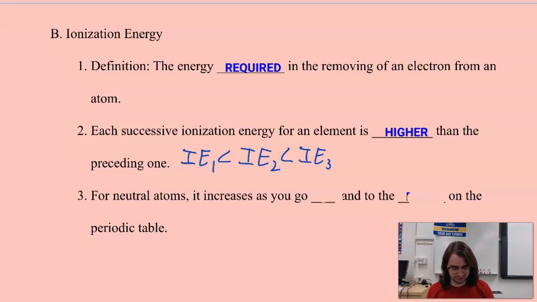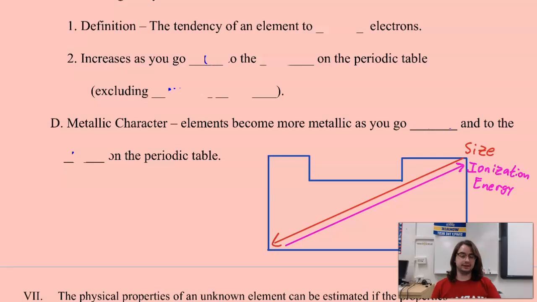So if it's a neutral atom, the trend here is that we increase as we go up and to the right on the periodic table. So this is opposite of size, which is down and to the left. Let's go ahead and go down to that little periodic table we made, and let's add in this arrow. So again, it's up and to the right, which means the elements that have the highest ionization energy on the table are the noble gases, helium, right? It's up and to the right. That's the direction in which we increase in ionization energy.